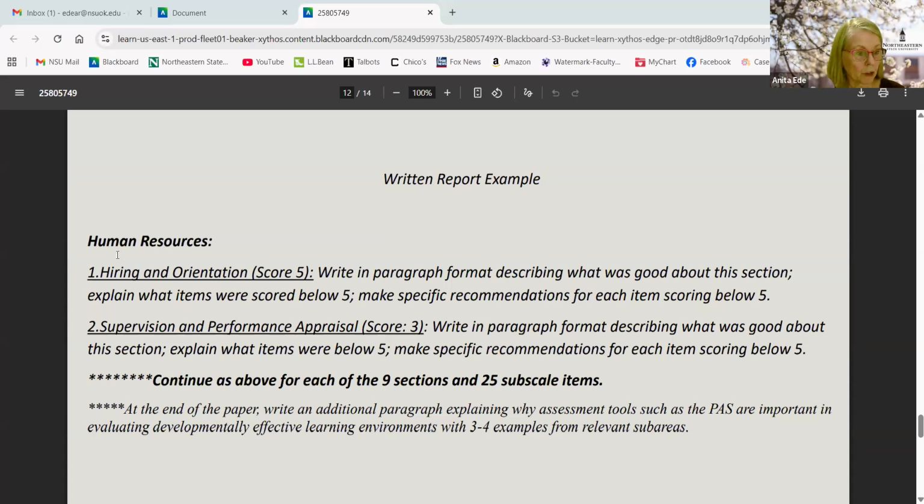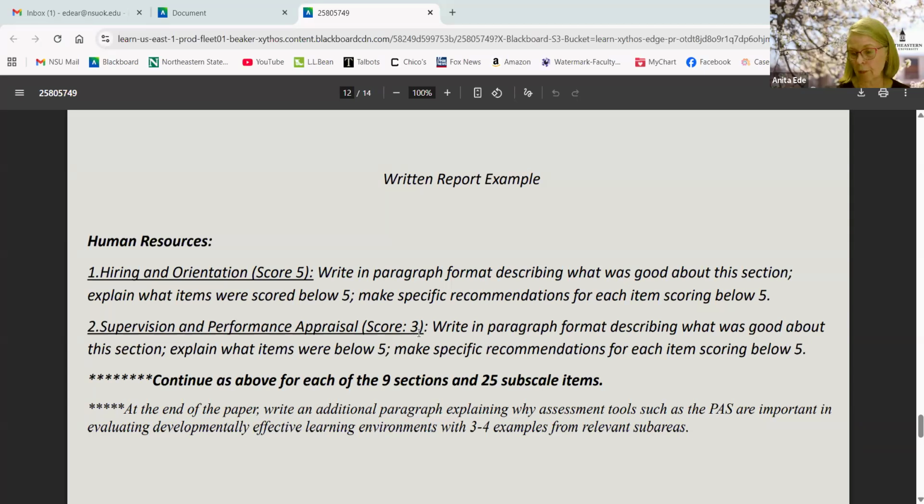Then you come down to human resources, number 2. Supervision and performance appraisal. This time they scored a 3. You're going to write in paragraph format describing what was good about this section, explain what items were below 5, and make specific recommendations for each item scoring below 5. And you're going to continue as above for the 9 sections and 25 subscale items.